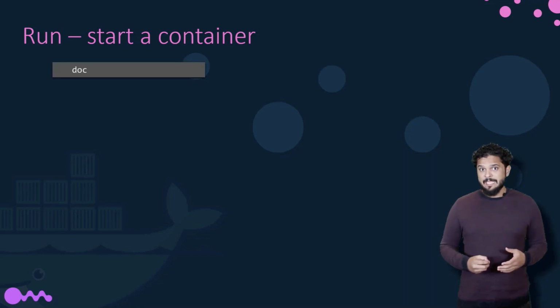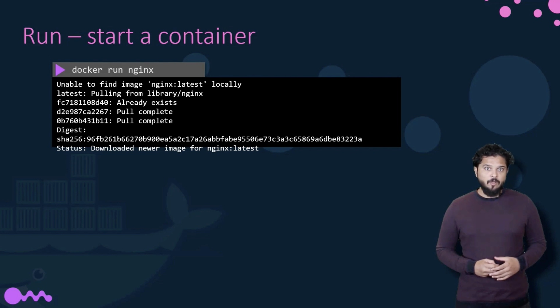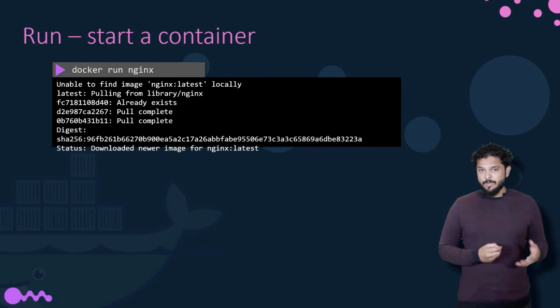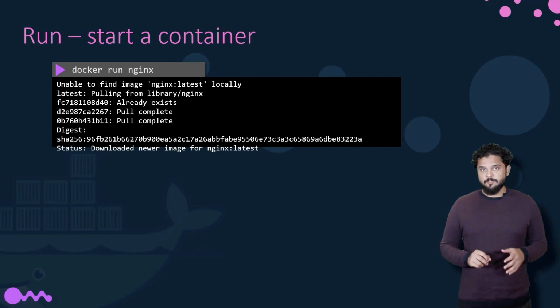Running the docker run nginx command will run an instance of the nginx application on the Docker host if it already exists. If the image is not present on the host, it will go out to Docker Hub and pull the image down. But this is only done the first time. For subsequent executions, the same image will be reused.